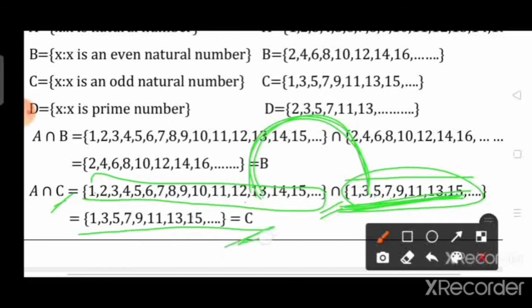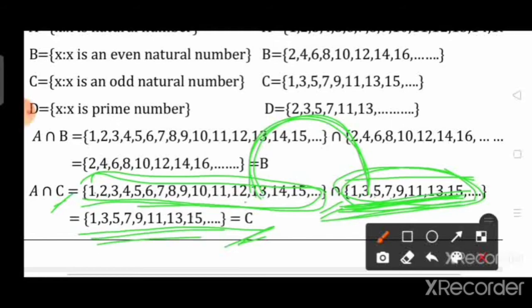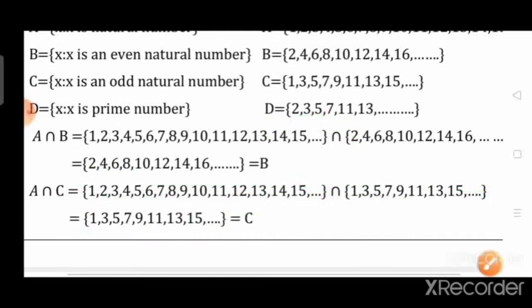So this answer is C. For A intersection C, we have to write all the elements in A and all the elements in C, and check whether they are in both sets. We have to write the common elements in both sets. So these are the common elements in both sets, and that's why we have written the answer.